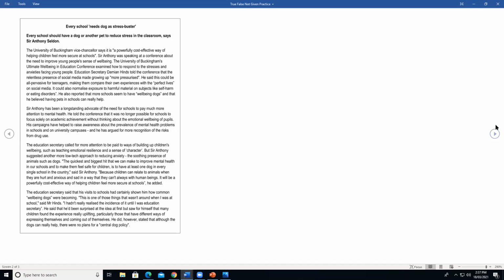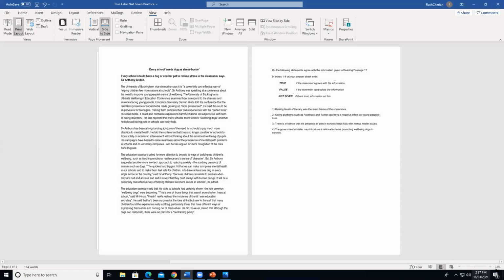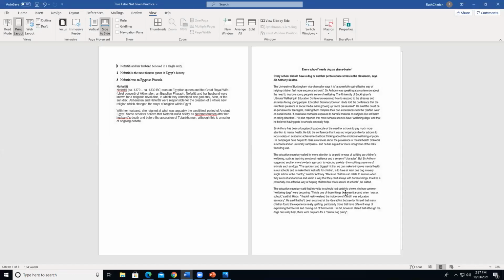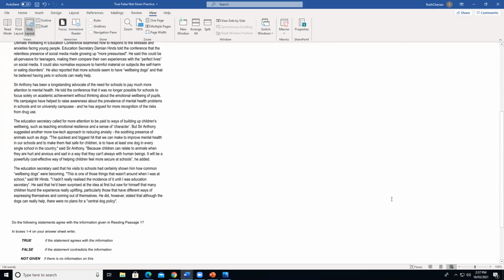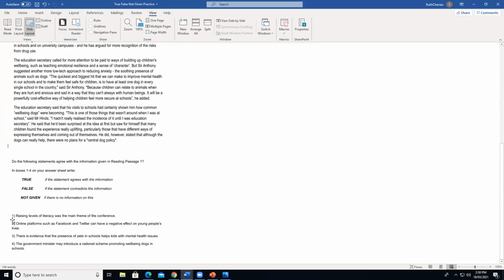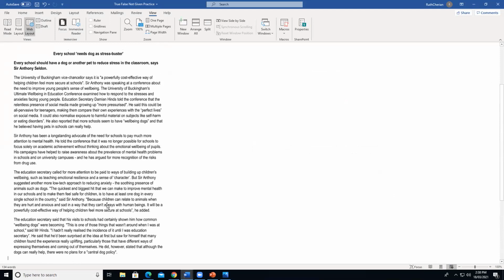Okay, that's it. Now I'll display a few questions and we'll try to answer them just to see if you've been skimming effectively. Okay, so the first question is this. You have to see if the statement agrees with the passage or not. The first sentence, can you read it? Raising levels of literacy was the main theme of the conference. So what do you think while you skimmed? Does the statement agree with the information or not?